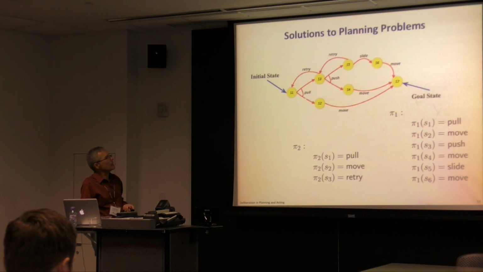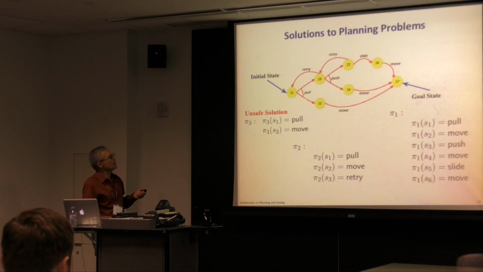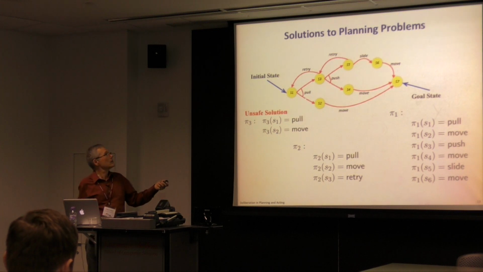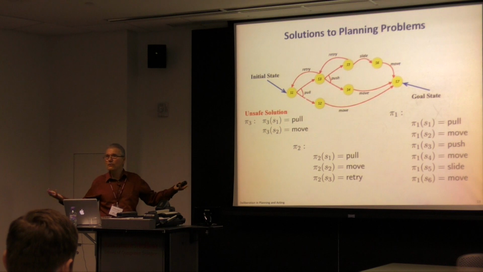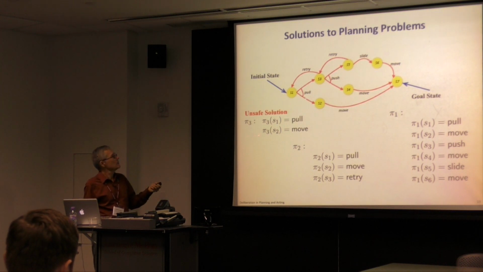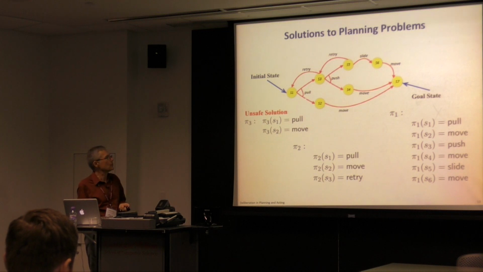Well, here's a third policy that we can have in this case. This one here is called an unsafe solution. It says if we're in this state, then pull. If we're in this state, then move. It has one execution trace that will get to the goal. It has some other things where it simply will go to a state where it doesn't tell us anything to do, and we won't get to the goal. So that's a policy that'll sometimes work and sometimes won't.